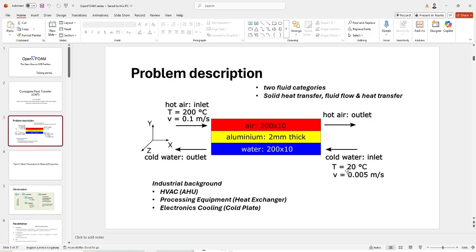The cold water has an inlet temperature of 20 degrees, and compared to air, it flows slowly, at 0.05 meter per second. So how can we use OpenFOAM to check how much temperature reduction can be achieved by using this cooling medium, and what is the outlet temperature of the cold water? That's the very basic problem description.